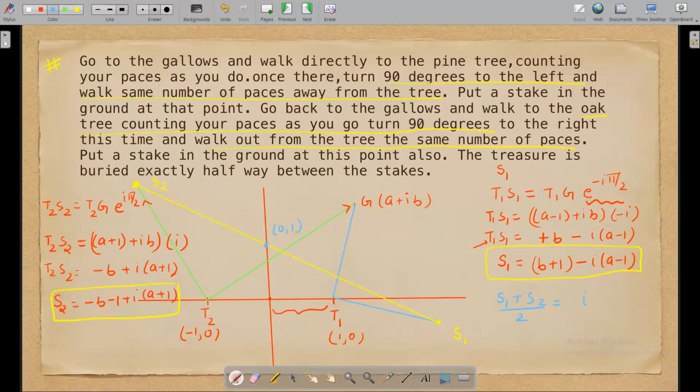You can also observe one thing here. The answer that we are getting is totally independent of a and b. Or we can say that it is totally irrelevant where the gallows is actually situated. What you have to do is go to the T1 and T2 trees, draw their perpendicular bisector, and see the distance is 1 unit from the perpendicular bisector, or you can say from the origin. So this is the point where we are going to find the treasure.